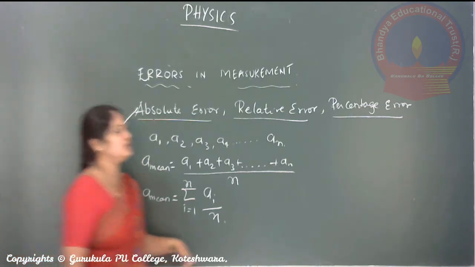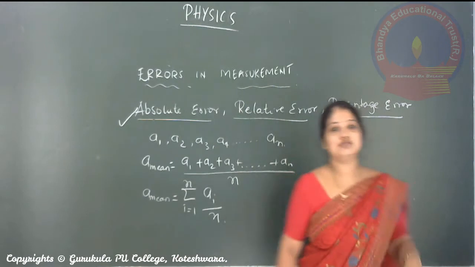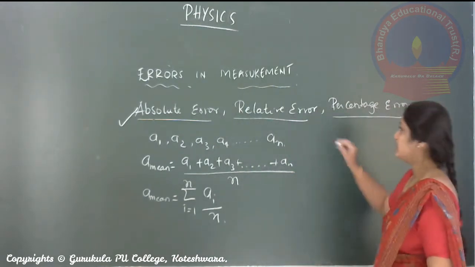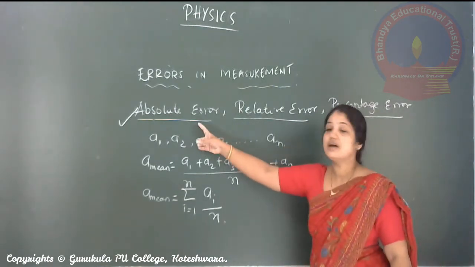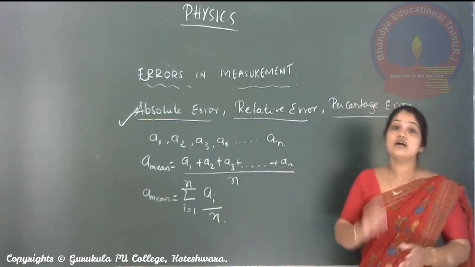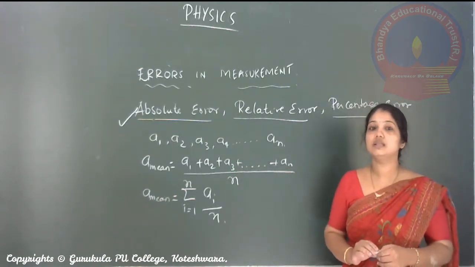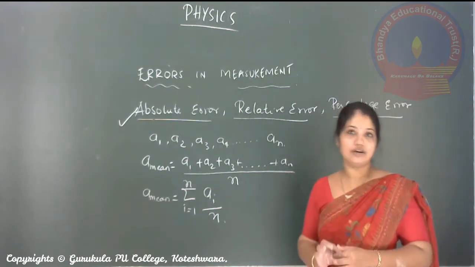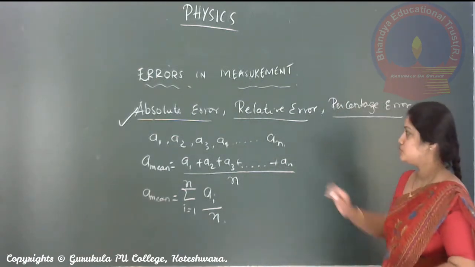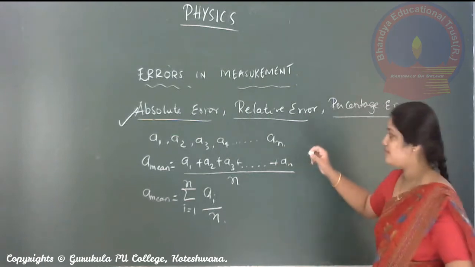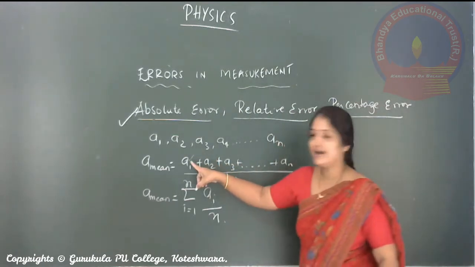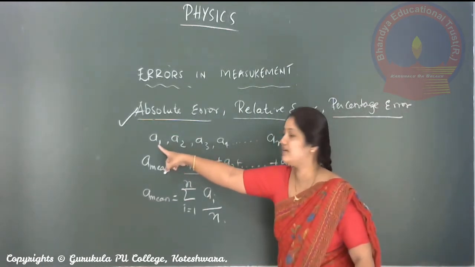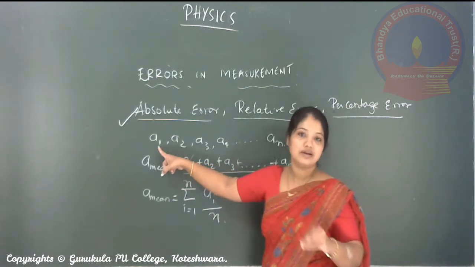Now what do you mean by absolute error? Absolute error is nothing but the magnitude of the difference between the quantity which has been calculated and the true value. Now this particular value A1 will have some particular error.